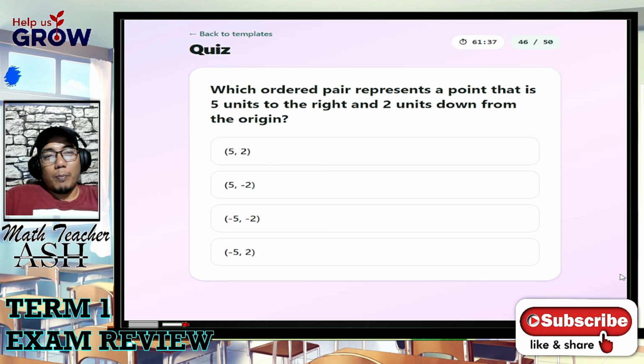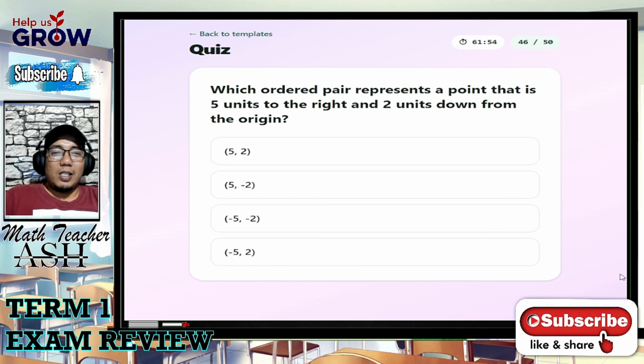Which ordered pair represents a point that is 5 units to the right and 2 units down from the origin? Okay. Is it (5, 2)? Is it (5, negative 2)? Is it (negative 5, negative 2)? Or is it (negative 5, positive 2)? What do you think is the answer, my dear math learners?